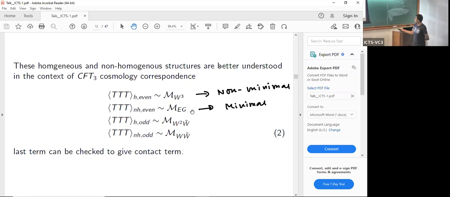This is the distinction. Roughly, non-minimal coupling in the bulk corresponds to the homogeneous, and minimal coupling in the bulk corresponds to the non-homogeneous.